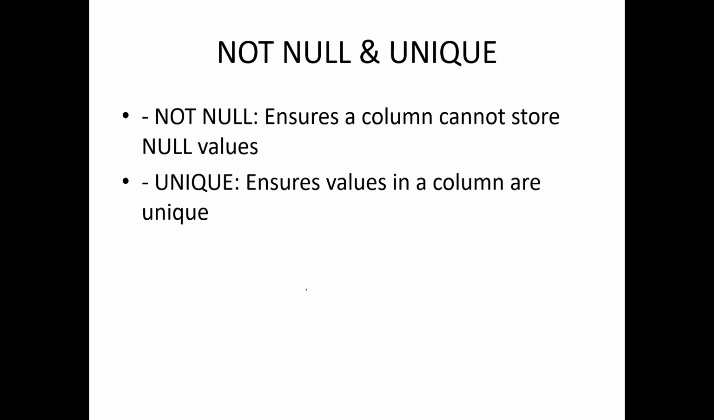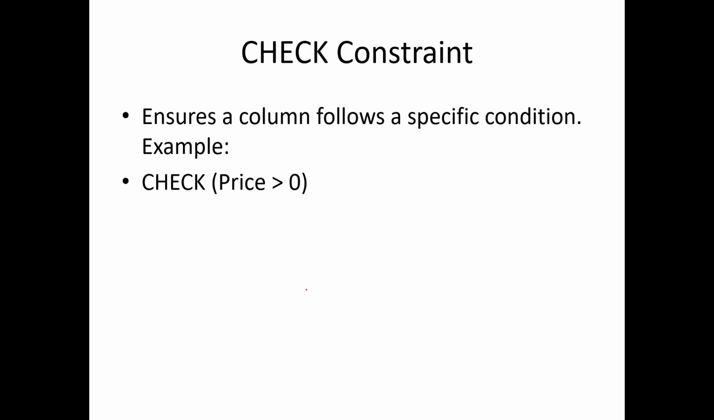Similarly, UNIQUE ensures values in a column are unique. The CHECK constraint ensures a column follows a specific condition. For example, CHECK price is not equal to zero. So it is always checking whether the price is equal to zero, and if so, we get an error alert.